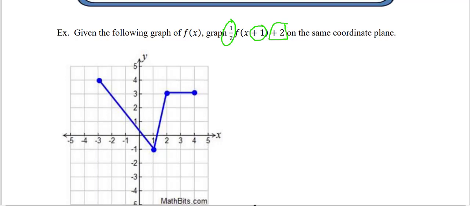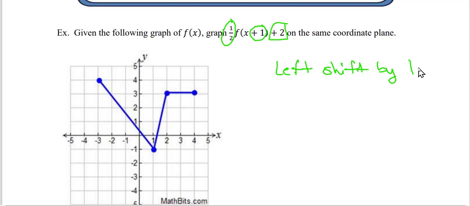Again, thinking about order of operations, this x, if you plugged in a number for the x, the first thing you would have to do is add 1 to it. That is your horizontal shift if you're impacting the x, and that is a left shift by 1 space. Okay, remember that horizontal is the opposite of what you would expect.